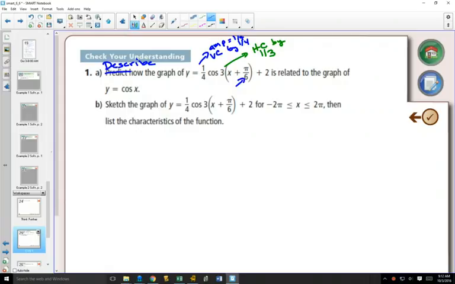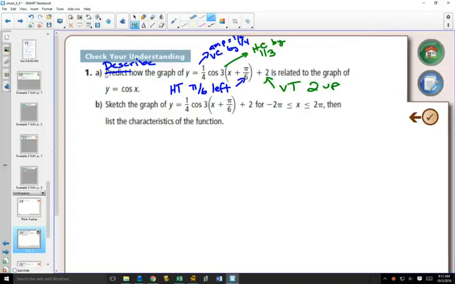The pi over 6. Horizontal translation, pi over 6 to the left. And finally, this will be a vertical translation up 2. Excellent. So that's describing what's going to happen.